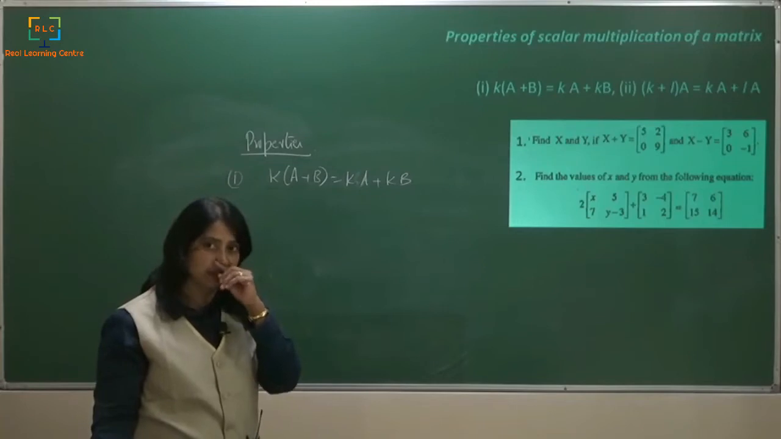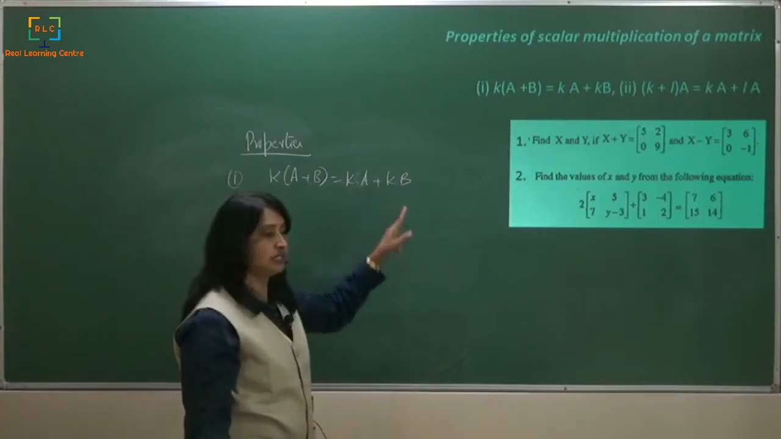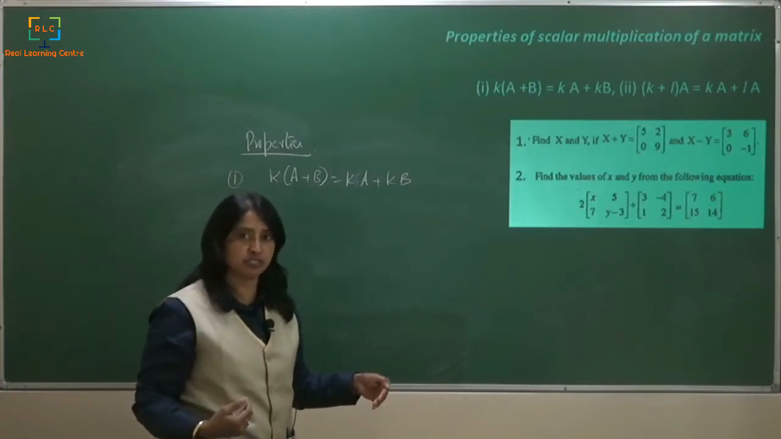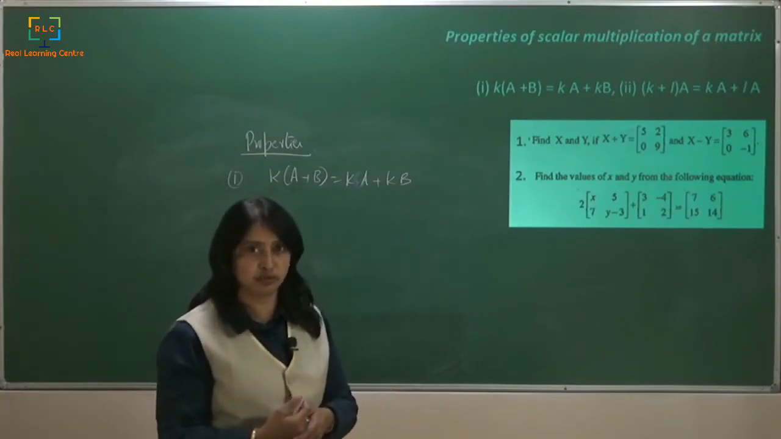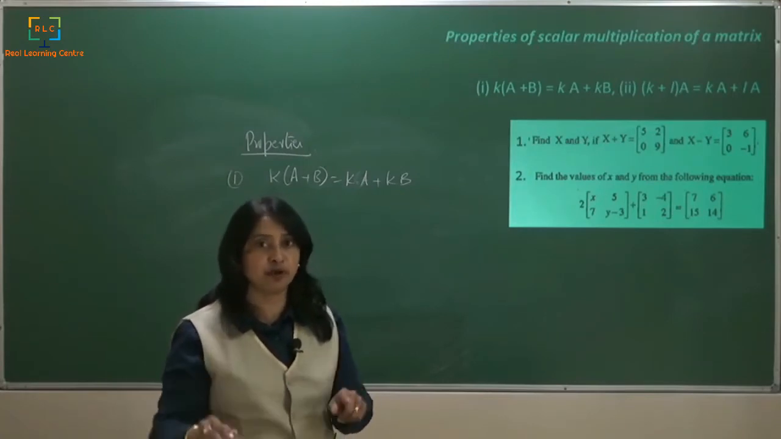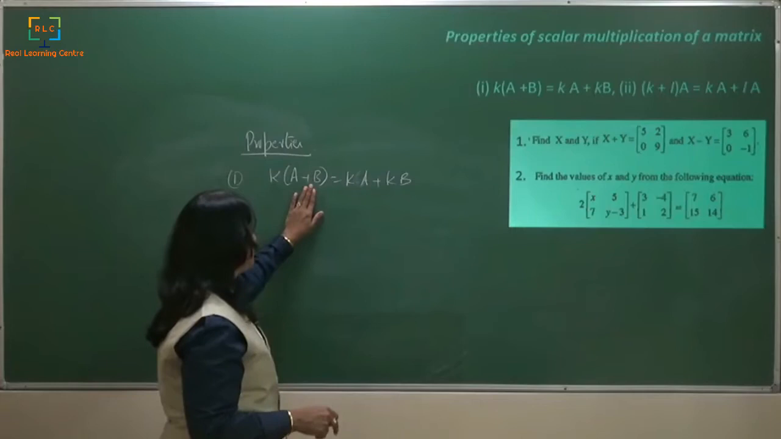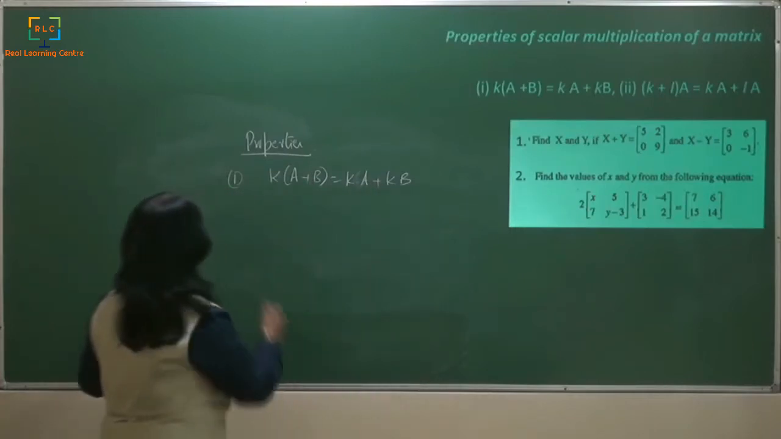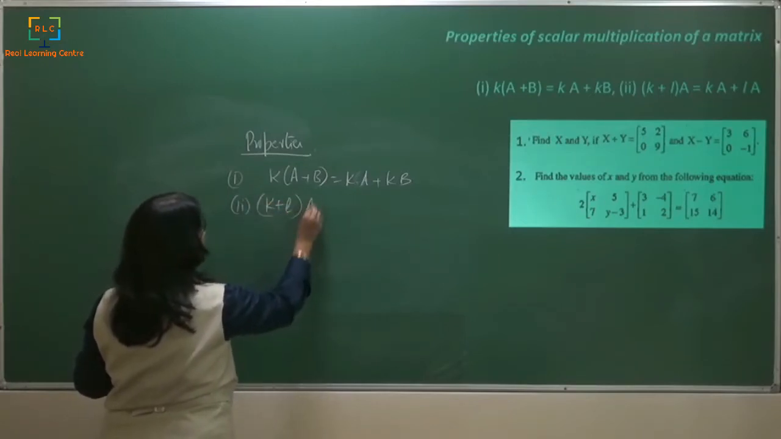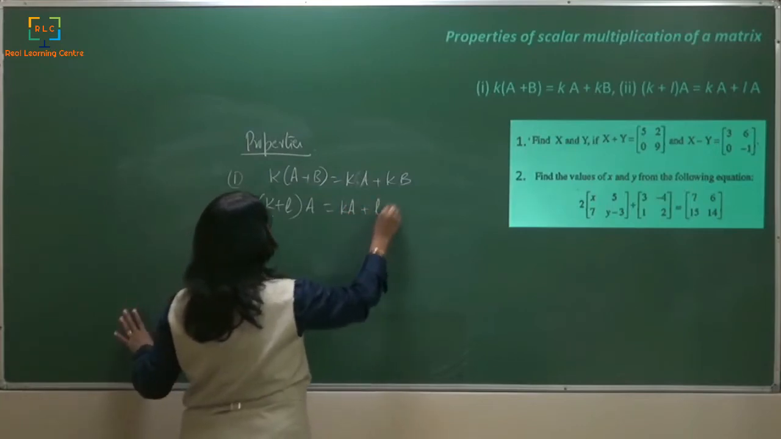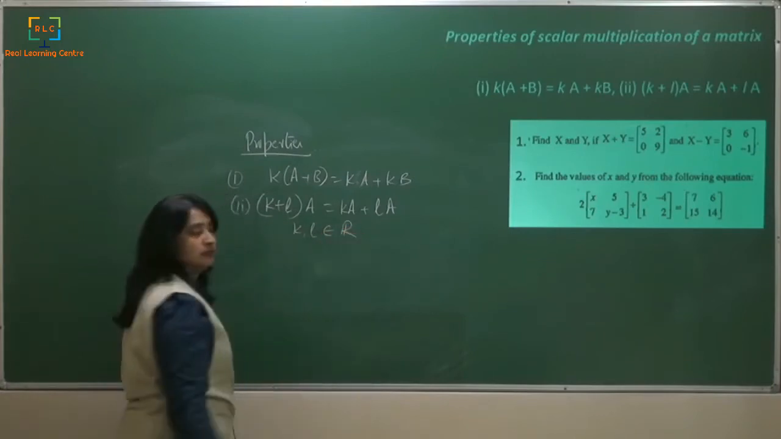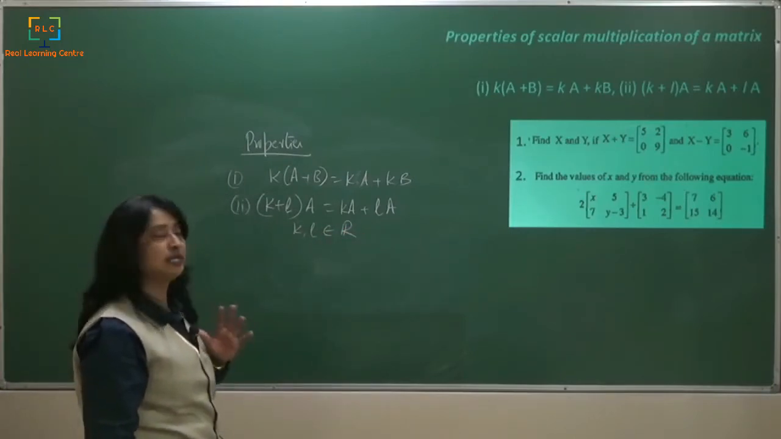Whenever you have scalar multiplication, matrix addition with simpler elements is always easier. Whenever you find something common, bring that outside, and for that all the elements in the matrix should have the same common multiple. So K into A plus B is equal to Ka plus Kb. The second property tells you that K plus L into A is equal to Ka plus La, where K comma L belong to real numbers. It may be any numbers, or belong to integers, anything.